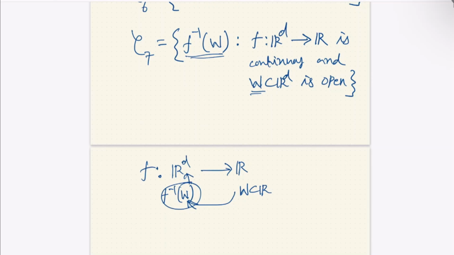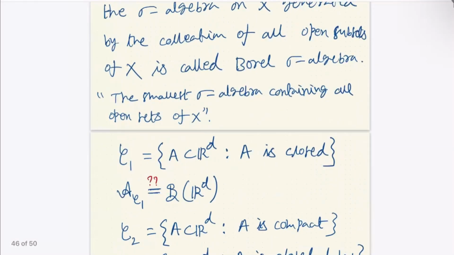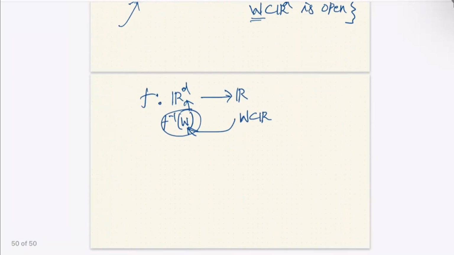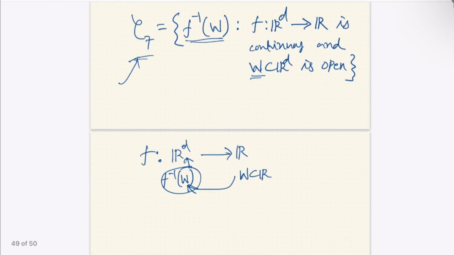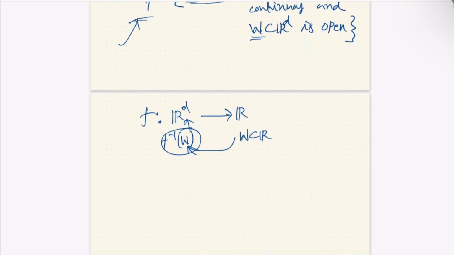Whether this C7 is a Borel sigma algebra or not. Not C7, the sigma algebra generated by this C7, is it a Borel sigma algebra or not? That means, does it cover all open sets of RD? That is one way of saying. You just get a feel of intuition from the definitions of D-box, open sets, and open ball, or the continuous definition, and just try them out.